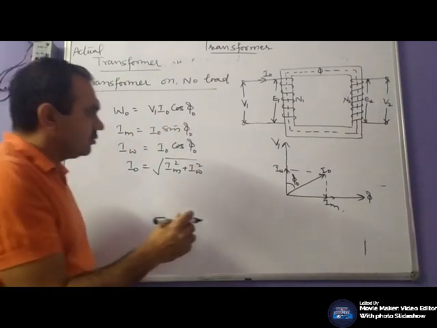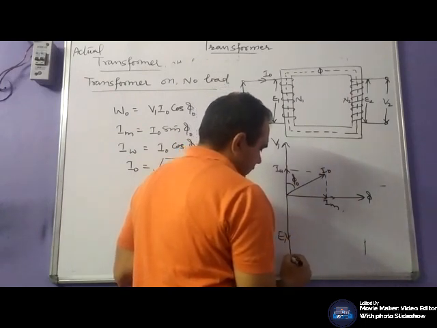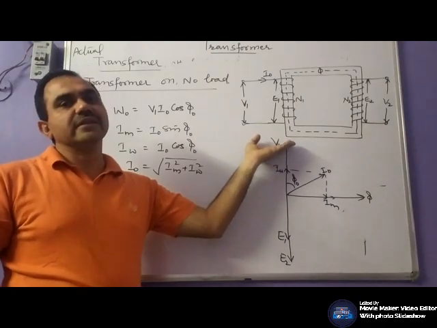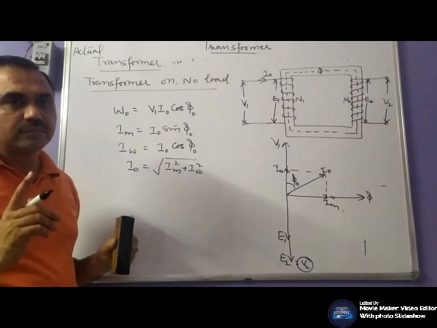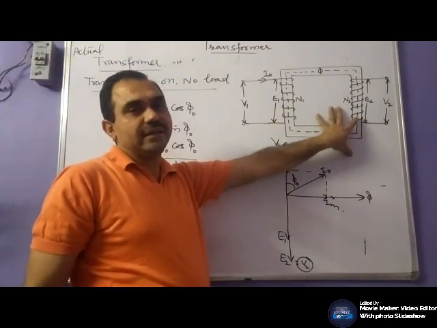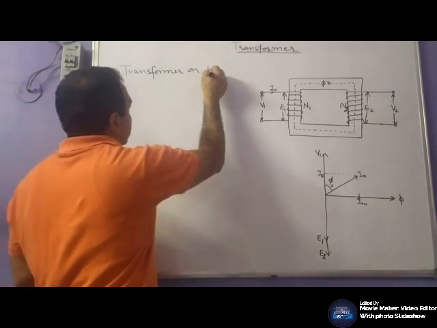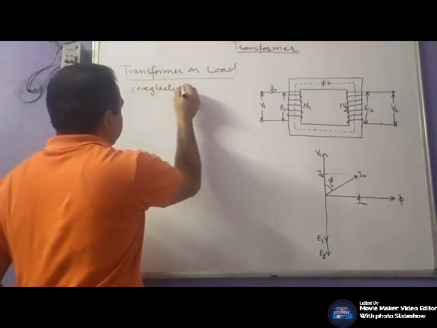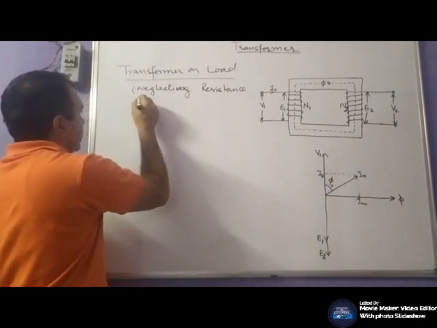Now, when the magnetic field is established, EMF E1 will be induced in the primary, and E2 will be induced in the secondary. If you consider the winding with no magnetic leakage and the winding resistance negligible, you can treat this E1 as V1, if the resistance is considered to be 0 and the transformer is having no magnetic leakage. We will discuss later on what the transformer is on load, neglecting resistance of the winding and magnetic leakage.